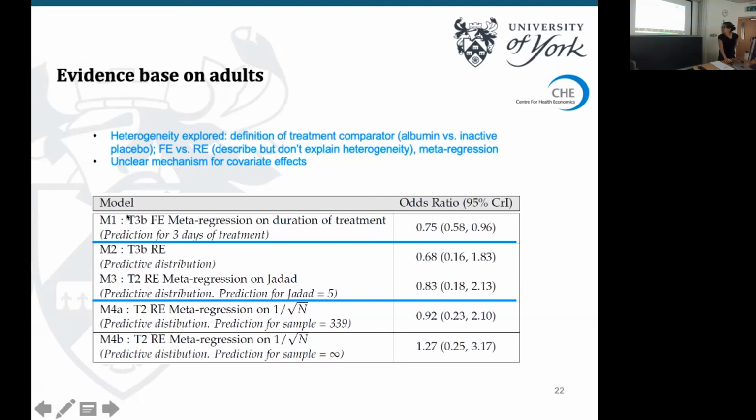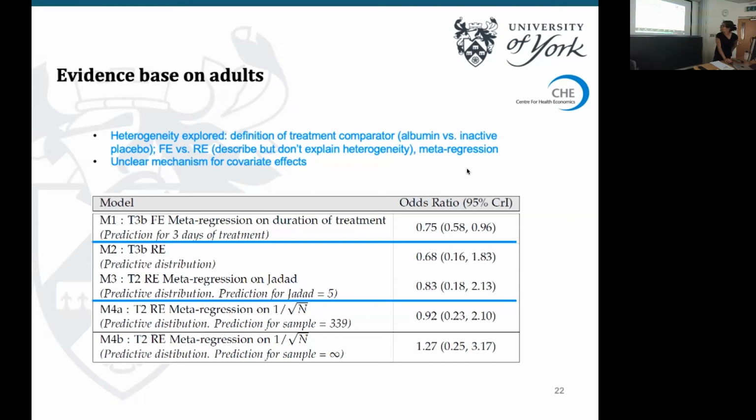She explored separating the types of placebo or pooling them together in a 2-treatment network. There are also 2 types of IVIG, which she tried to separate as well. But the best models were the models in this table that I'm presenting. The other thing she explored was fixed versus random effects. Obviously, random effects describe but don't explain the heterogeneity.